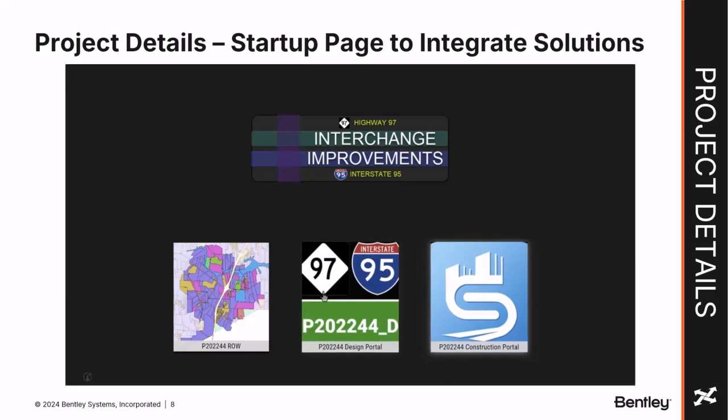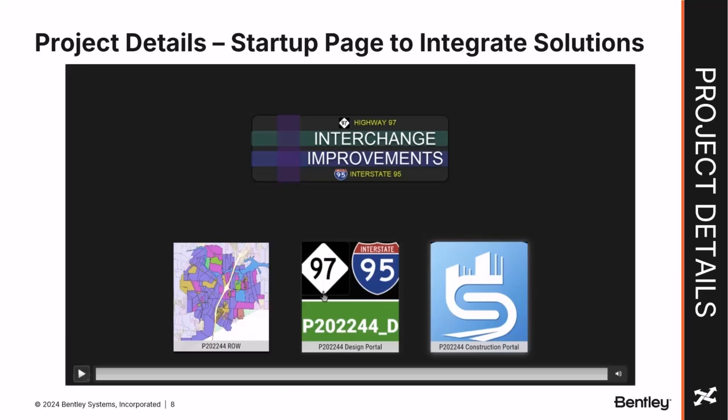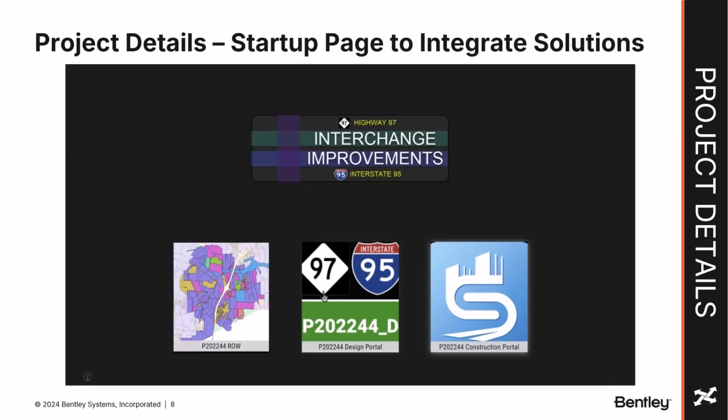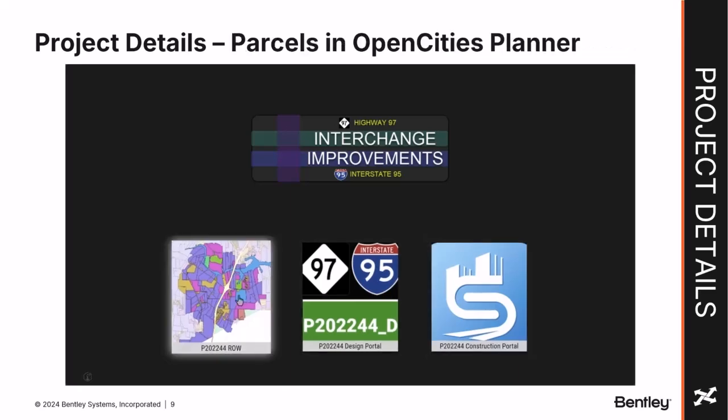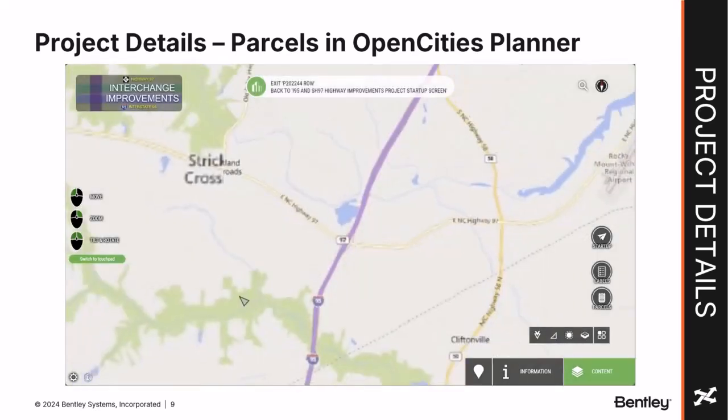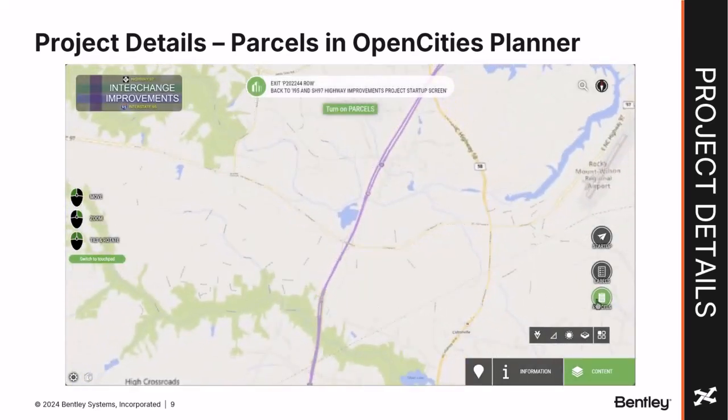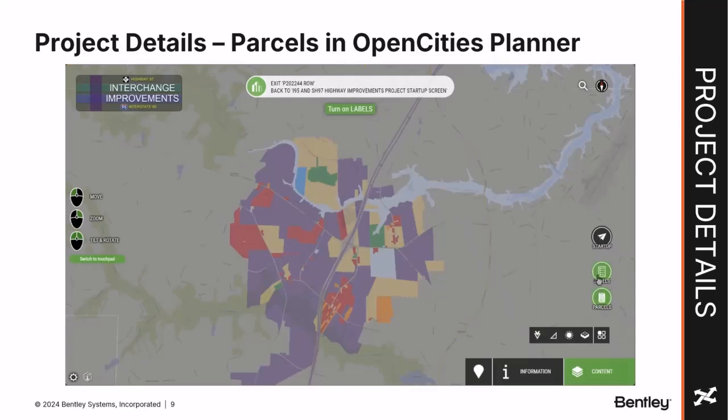So just the overview of the project. Here we're inside of Open Cities Planner, where we set up 3 specific areas based on planning and right-of-way, design activities, and construction activities. So we have 3 specific areas of our project that we want to give the project team access to. When you click on the right-of-way tile, that's going to bring us into our planning and right-of-way information here. So let's go ahead and take a look at this inside of Open Cities Planner.